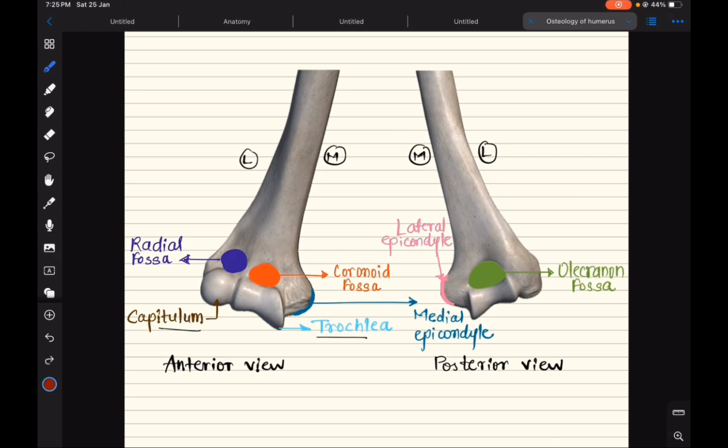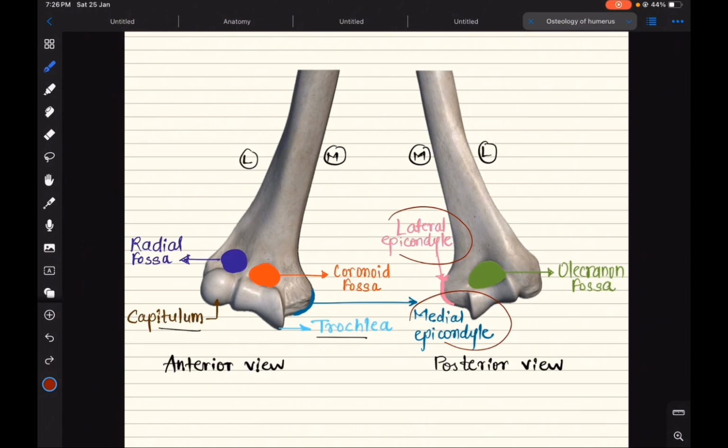Now to talk about the epicondyles. First one is the lateral epicondyle and second one is the medial epicondyle. The lateral epicondyle projects from the lateral side of the lower end and this part is less prominent than the medial epicondyle, whereas the medial epicondyle projects from the medial side of the lower end. This portion is more prominent than the lateral epicondyle.